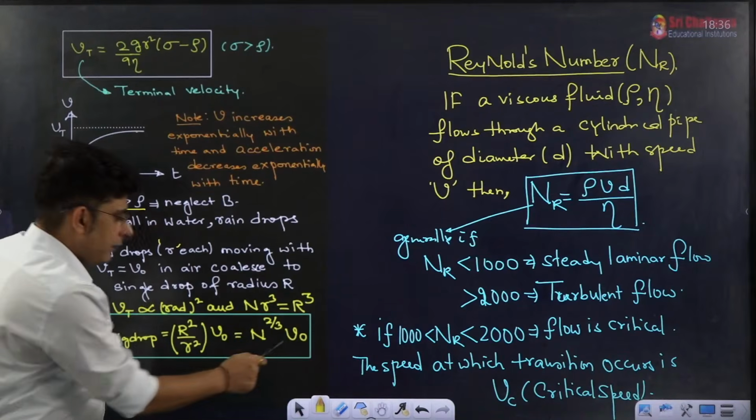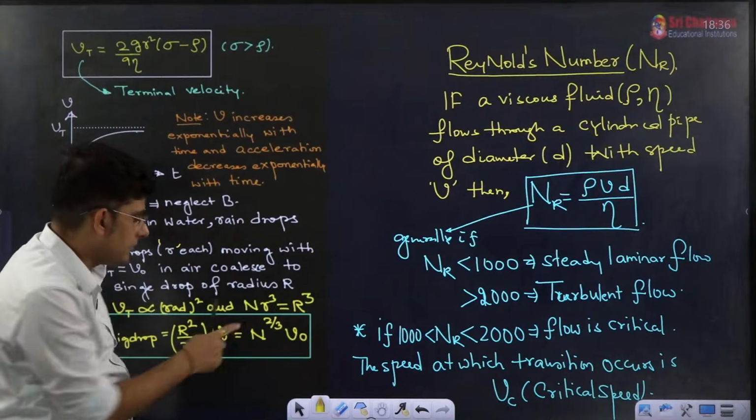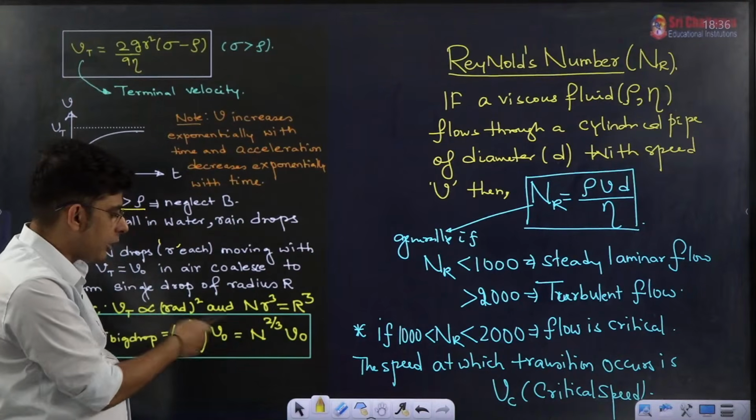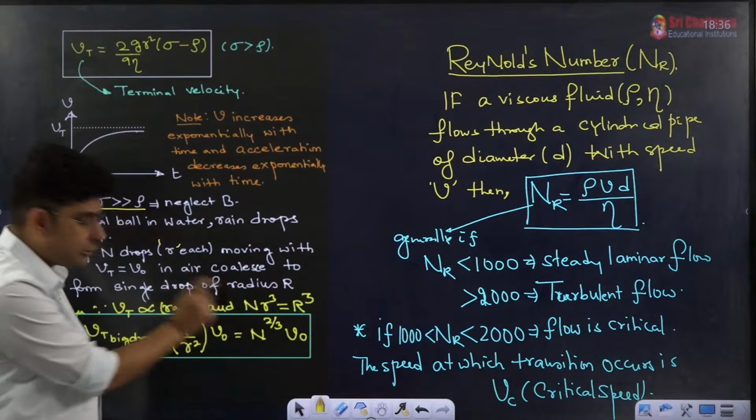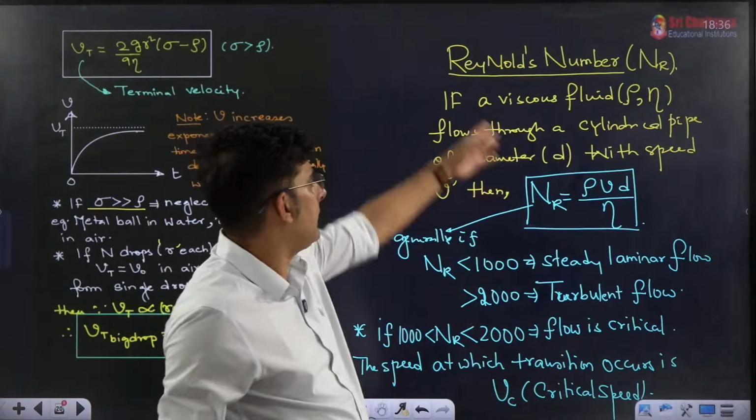To summarize, if each small drop has a velocity v naught, and n such drops combine to form a big drop, the big drop will have terminal speed n to the power 2 by 3 into v naught. Clear? Last one point, Reynolds number.